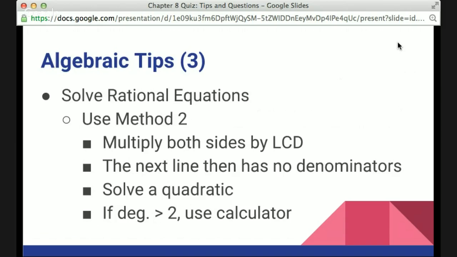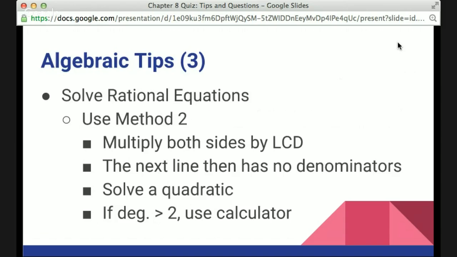All right, algebraic tips number 3, solve rational equations. Use method 2. Okay, this was that homework with 6 problems. I hope you practice some of them. Don't go in cold. But my advice is use method 2. It's the best method. Do you have to use method 2? Is it wrong if you don't use method 2? No. Okay, it's not wrong. But method 2 is the best and the most efficient way to get to the right answer.